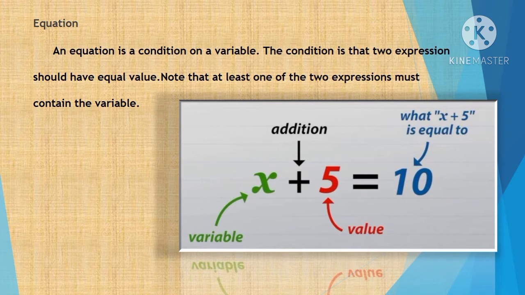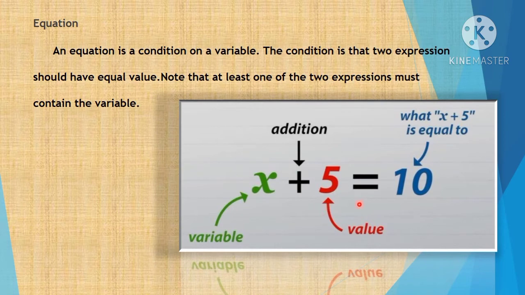If I write x plus 5, or for example y plus 2 is equal to 10, that is known as an equation. An equation always has an equality symbol. So how will you identify the expression and the equation, children? x plus 5 is known as an expression, and the whole term x plus 5 equal to 10 is known as an equation.